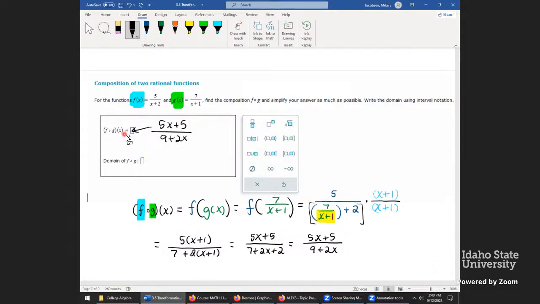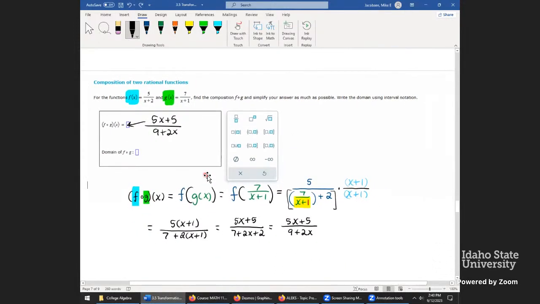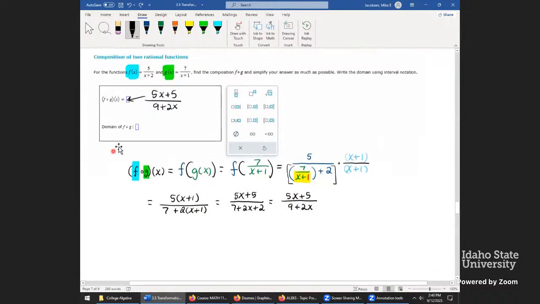We still need to know what is the domain of f of g. So I'd say this is the harder question by far. Let's do this one really carefully. Any questions at all so far? Okay, there are two issues that come up whenever you're doing domain and the problem happens to be a function composition.